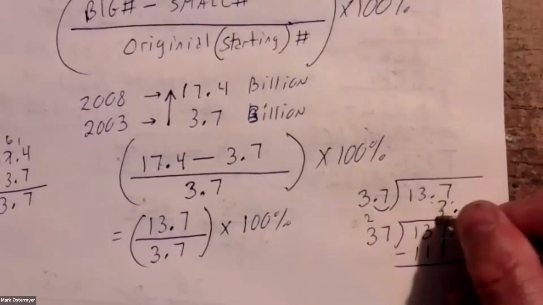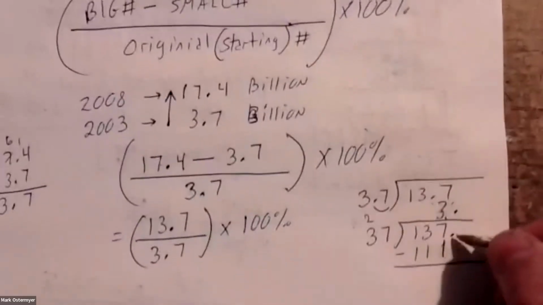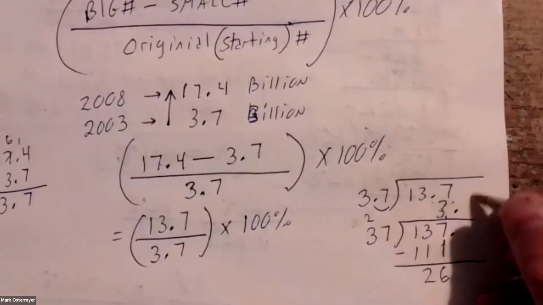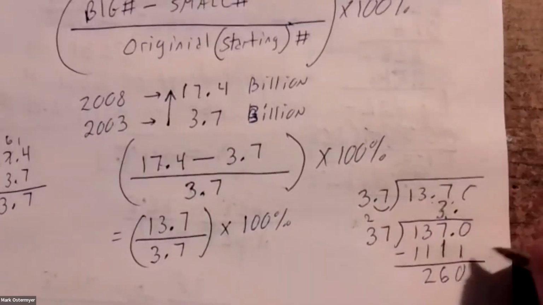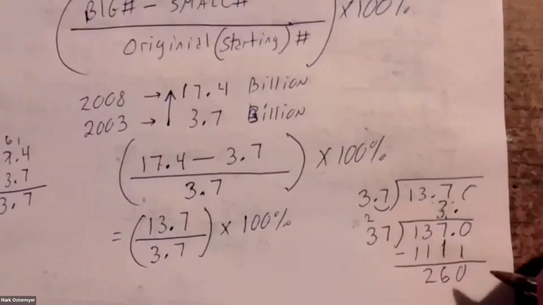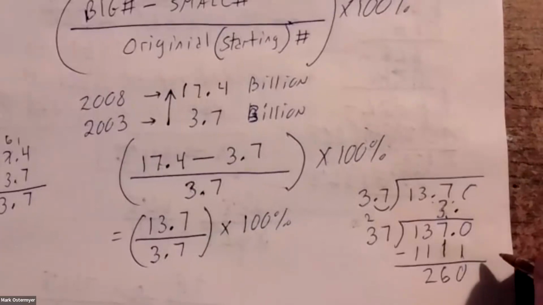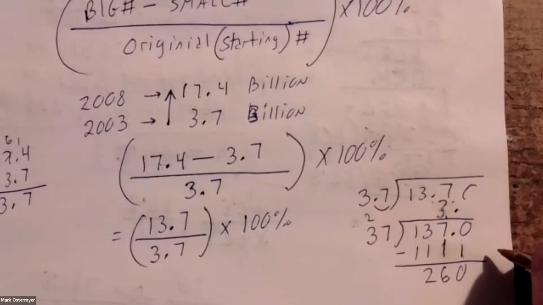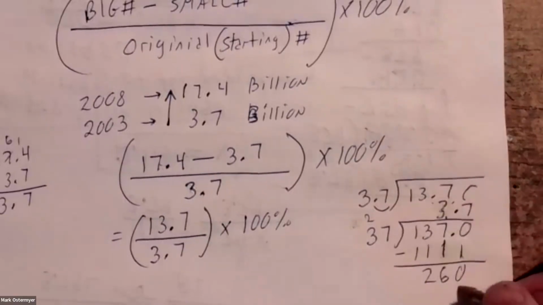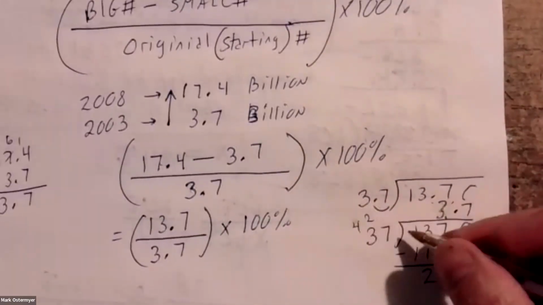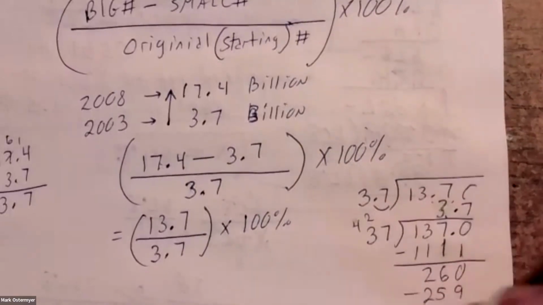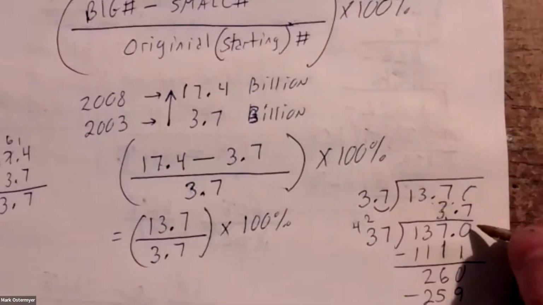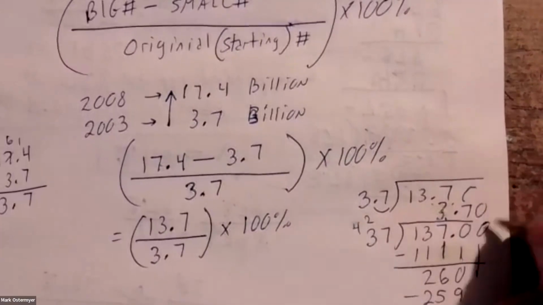All right, so this would be 3. What's 137 minus 111? 26. Add a 0, bring the 0 down. How many times does 37 go into 260? 8 is too big. 7. 7 times 7 is 49, carry the 4. 7 times 3 is 21, plus 4 is 25. And then you bring a zero down, and then another zero, and this would be 3.70.